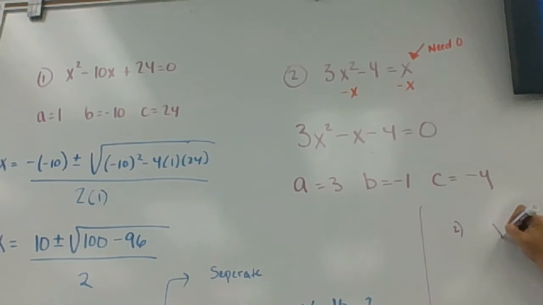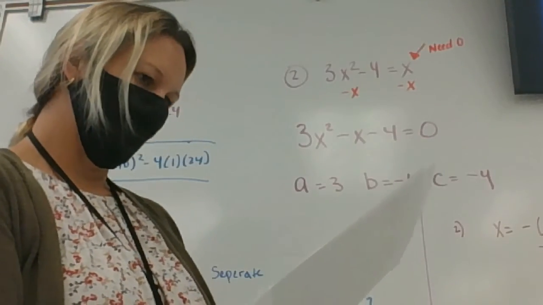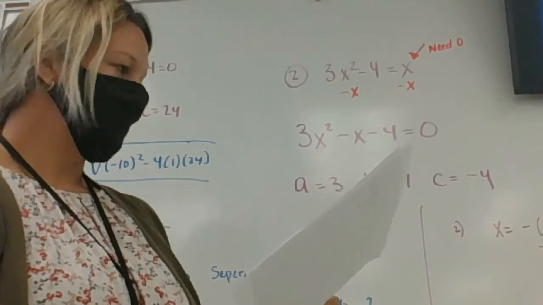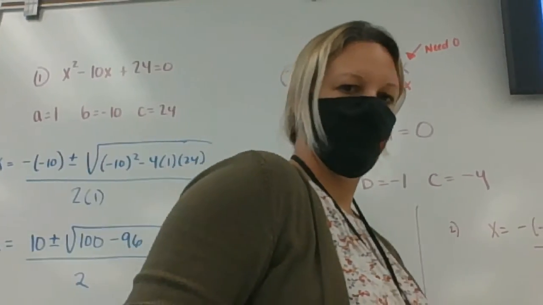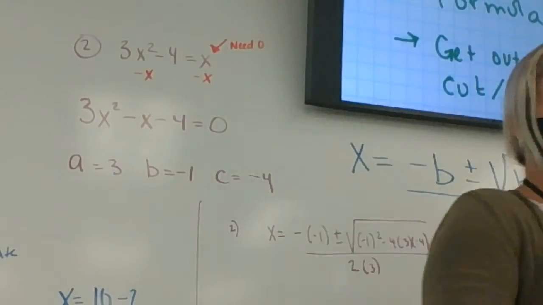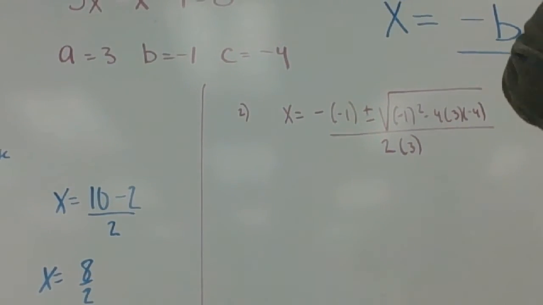So number 2 is going to be -1, so that's going to become positive. -1 squared minus 4 times 3 times -4 all over 2 times 3. Wondering which one has it plugged in correctly. Oh, number 2 would be O. It's 49, Emma, because this is going to be a positive one.